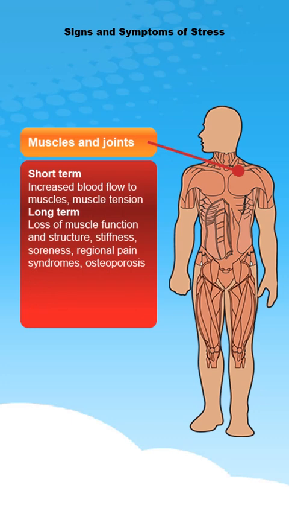Muscles and joints. The short-term issues include increased blood flow to muscles and muscle tension. The long-term issues can include loss of muscle function and structure, stiffness, soreness, regional pain syndromes, and osteoporosis.